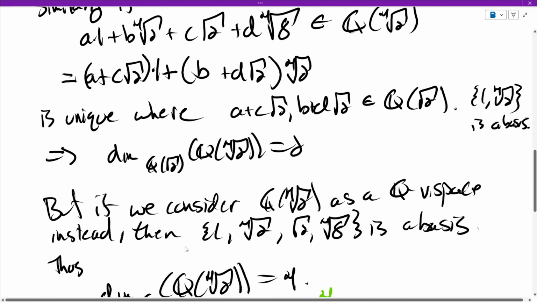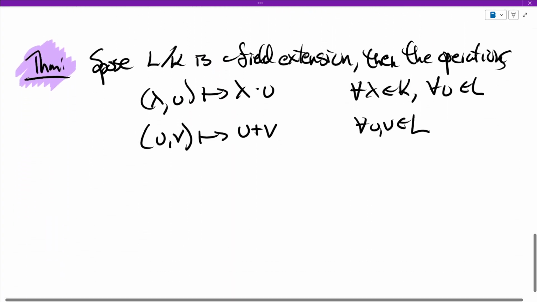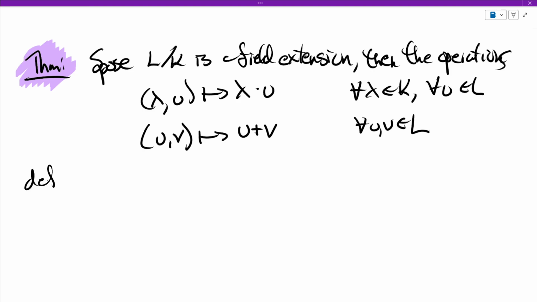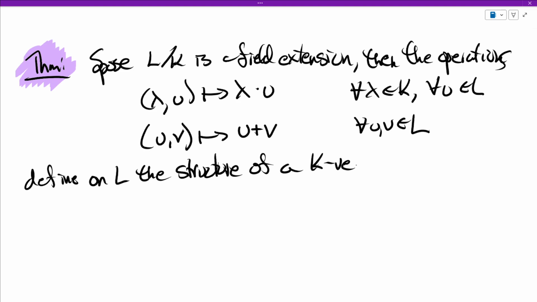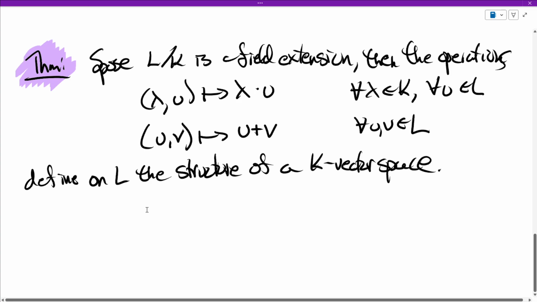So that's all this is saying: look at the operations you're given, but I only want to think about scaling on the left by elements of the base field. The conclusion then is these operations define on L the structure of a K vector space. So a vector space over K. Okay. So what are the axioms for a vector space?